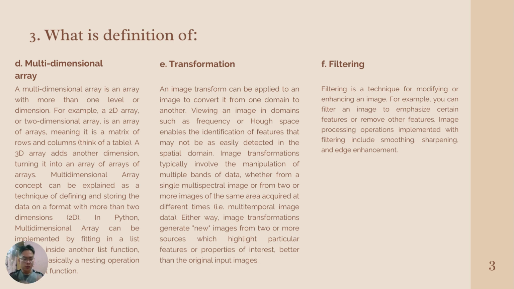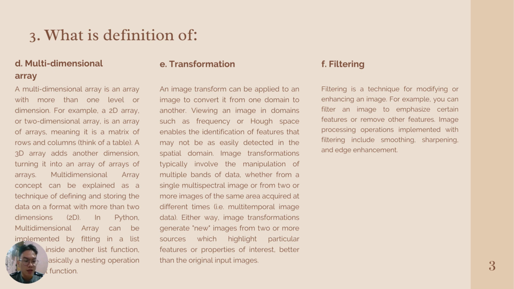And D. Multi-dimensional array. A multi-dimensional array is an array with more than one level or dimension. For example, a 2D array, or two-dimensional array, is an array of arrays, meaning it is a matrix of rows and columns. It's like a table. A 3D array adds another dimension, turning it into an array of arrays of arrays.